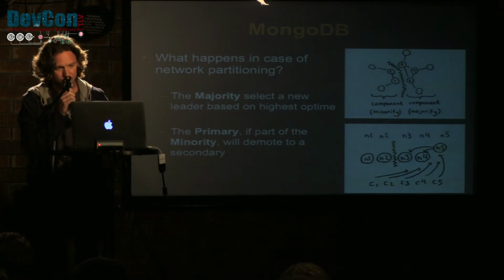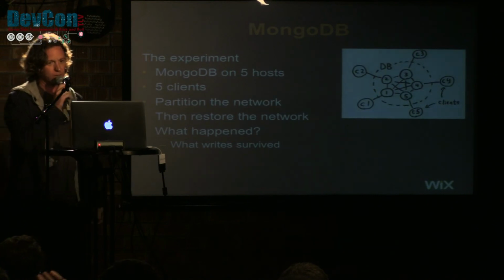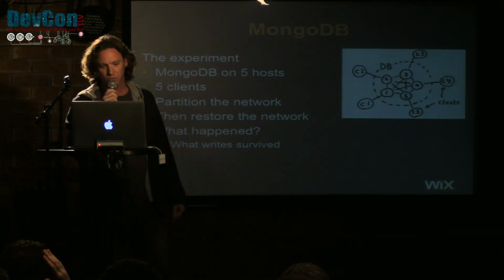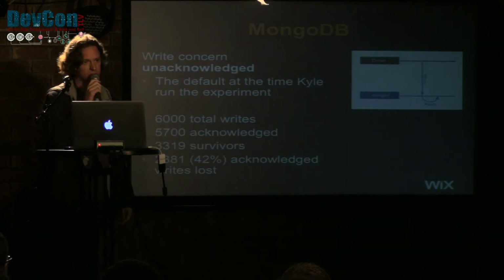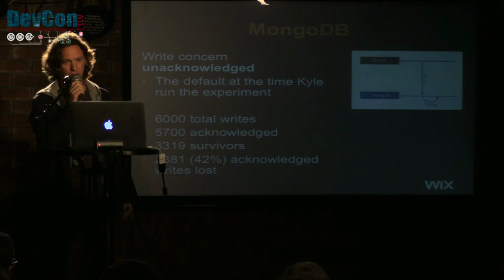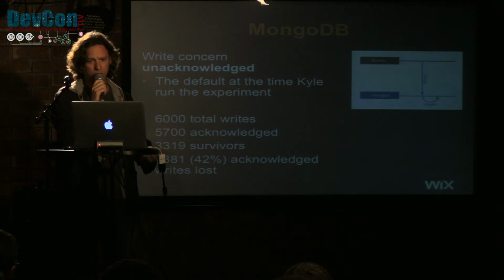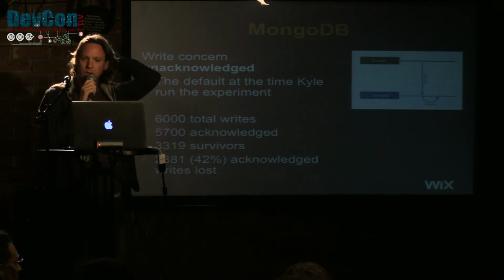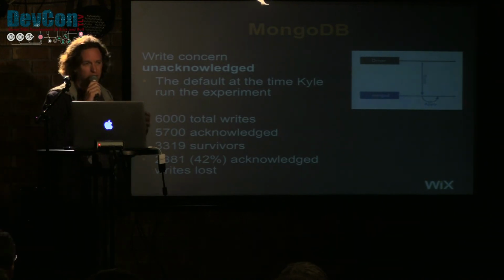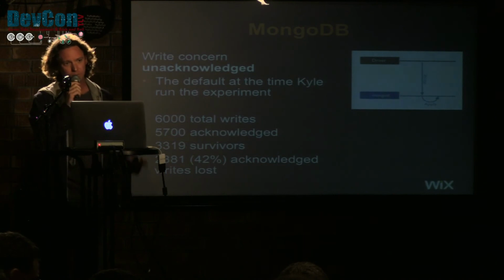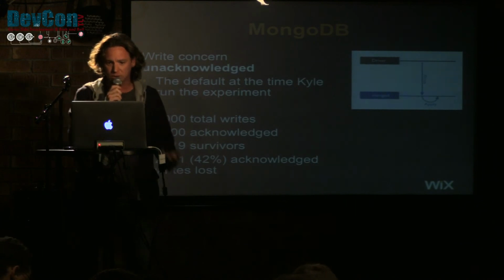and consistent. Is it? So let's have 5 hosts, 5 clients, partition the network, restore the network, and see what happened. So in MongoDB, there is something called the write concern. It basically means when I write data into MongoDB, as a client, what guarantee I want to have that my data was written. Now, the default used to be, something like a year and a half or 2 years ago, unacknowledged. Basically it means the client sends information to MongoDB. It doesn't even wait to hear what happened with the data. So that was the first try.